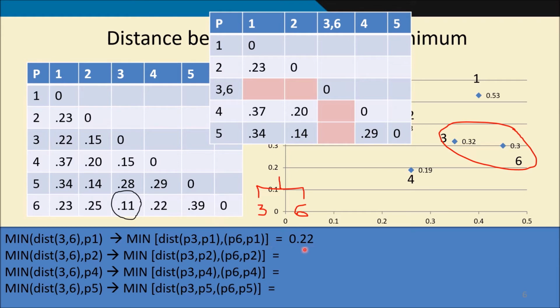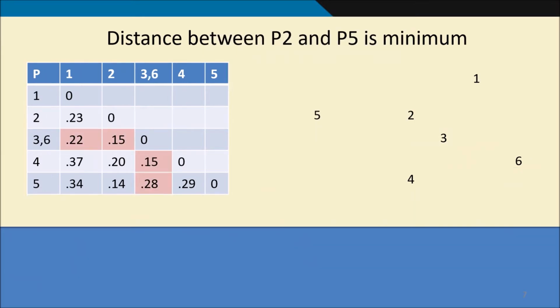The distance between 1 and 3 is 0.22, the distance between 1 and 6 is 0.23, so 0.22 is the minimum, so we'll be considering 0.22. Similarly, we'll find the distance between 3 and 2 and 6 and 2. 3 and 2 is this, 6 and 2 is this, so this is the minimum value, so we will take it as 0.15. Similarly, we'll calculate the other values for the other points and replace all these values in the cells like this.